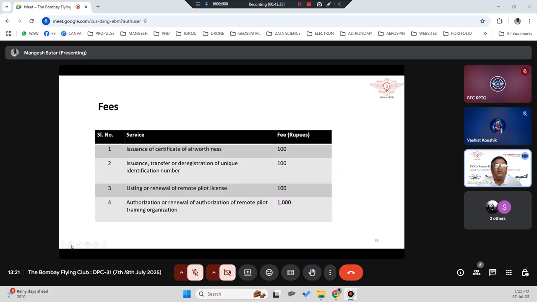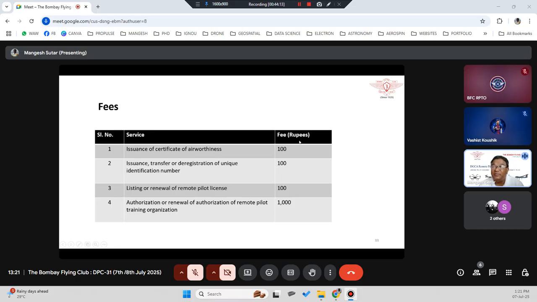So fees for the forms D1, D2, D4 is all 100 rupees. Only for D5. This D5 form is basically for authorization of an organization as an RPTO, Remote Pilot Training Organisation. Like us, if we are applying for the authorization, we have to pay a fee of 1000 rupees. Whereas for all others, like when I am doing an application for your remote pilot license, I have to just pay 100 rupees to DGCA. Okay. If I am doing an issuance, transfer or registration of UIN number, it is only 100 rupees. If I am going only for type certification, the fee is only 100 rupees.